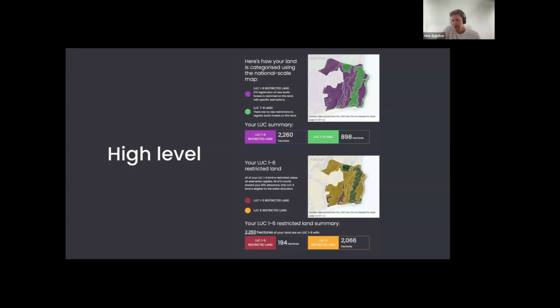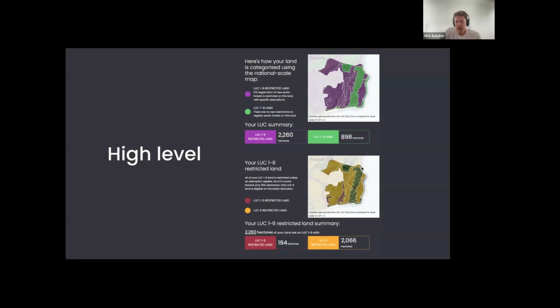And so there may be other reasons that you aren't allowed to plant forest there or shouldn't plant there or have some restrictions about that, but at least as far as the ETS is concerned with these new rules, this is not restricted forest. Within the LUC 1 to 6 land, there's also the breakdown of 1 to 5 and 6 matters, because on 6 you can potentially apply for the ballot, 1 to 5 you can't. And then from this you can figure out things like your 25% levels, etc.